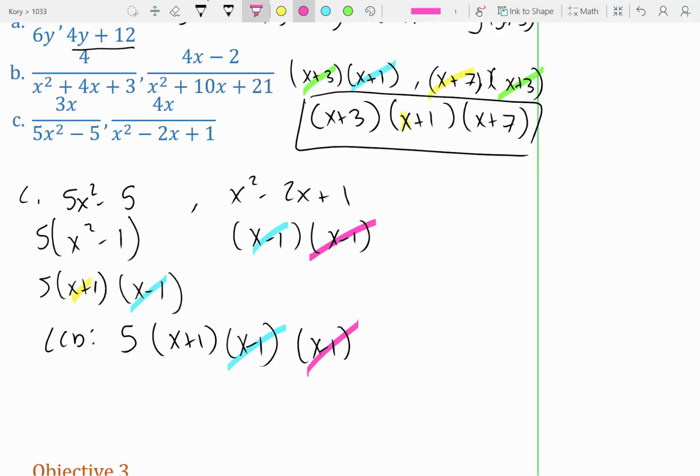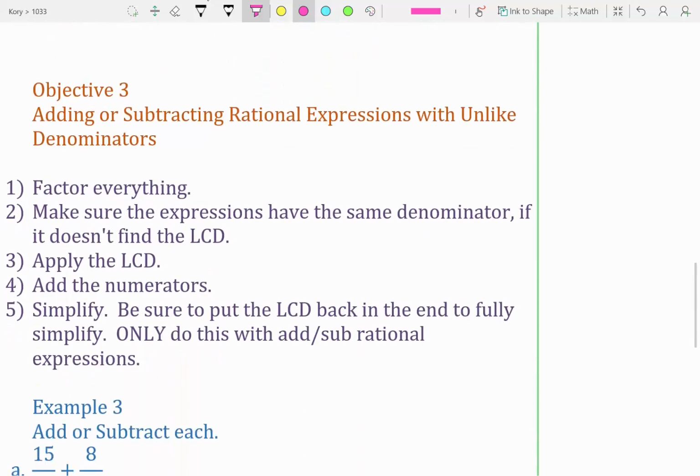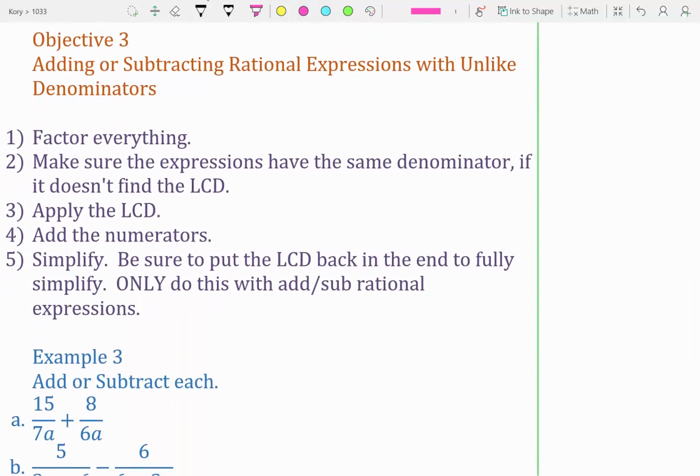So our LCD is 5, x plus 1, and x minus 1, x minus 1. Now you're not going to get something ridiculous like that for the test or for the homework, so don't worry about that. Alright, moving on. Now we're going to take what we just did and apply it to rational expressions.